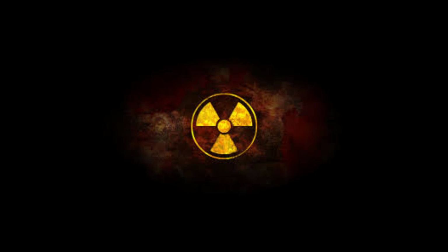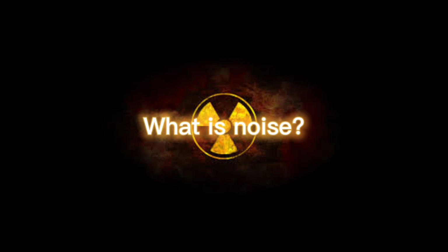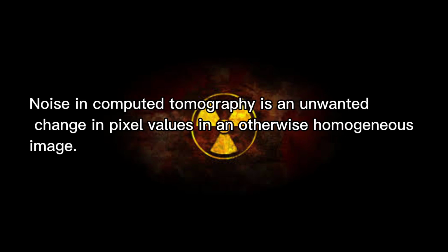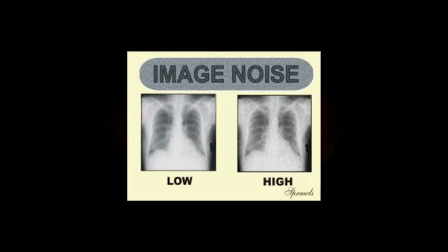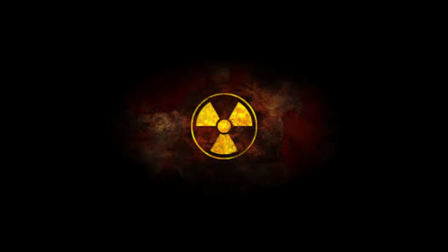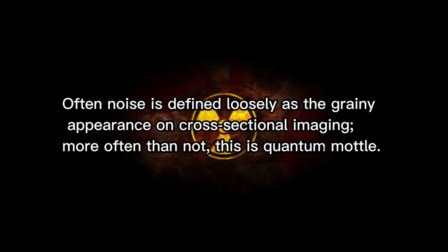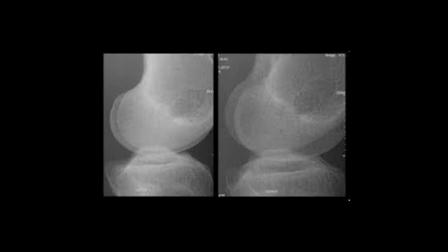Next is noise. What is noise? Noise in computed tomography is an unwanted change in pixel values in an otherwise homogeneous image. Often noise is defined loosely as the grainy appearance on cross-sectional imaging. More often than not, it is described by the size of the quantum model.